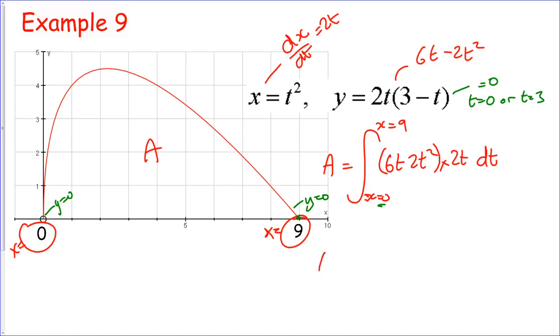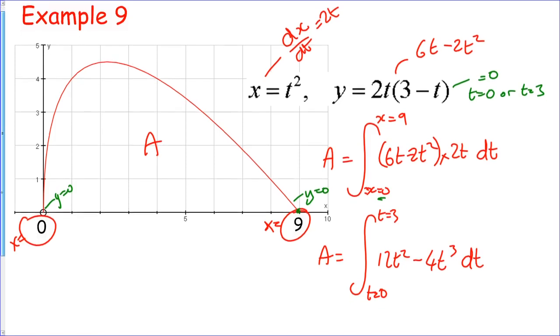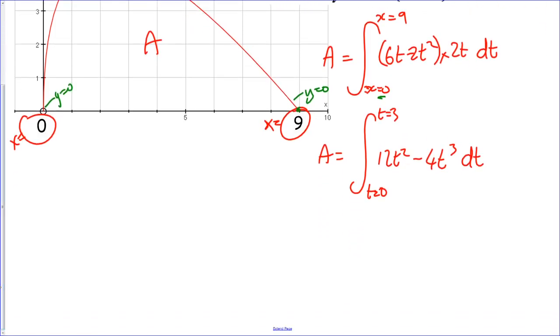Tidying up this integral, we get area equals the integral from t is 0 to t is 3 of, then multiplying this out, that minus wasn't very good, was it? Multiplying this out we get 12t squared minus 4t cubed dt. All we have to do now is compute this integral and get to an answer. You might be tempted to chuck this in a calculator, but you're probably going to lose some marks because there's probably some method marks for doing this integral.